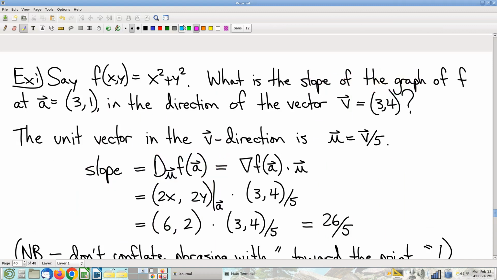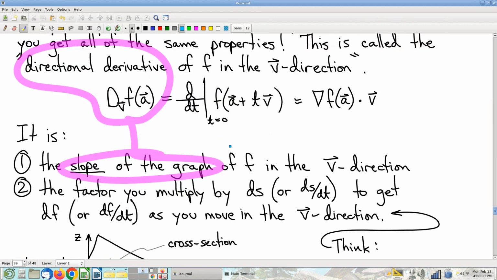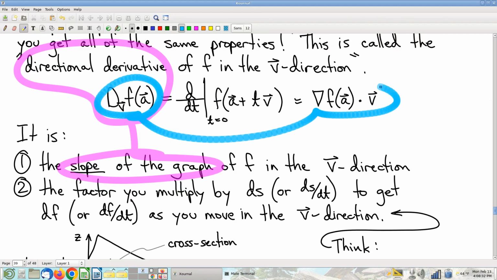Per the previous page, directional derivative is computed with this dot product right here. Right, directional derivative computed with that dot product. How handy. Gradients are easy to compute. Dot products are easy to compute. Is that cool?